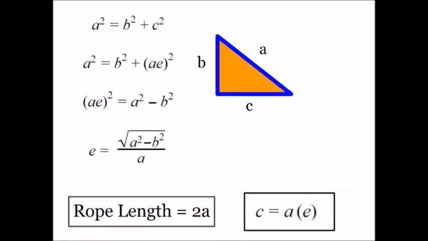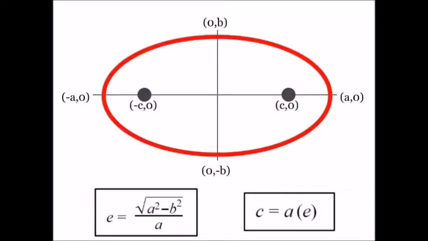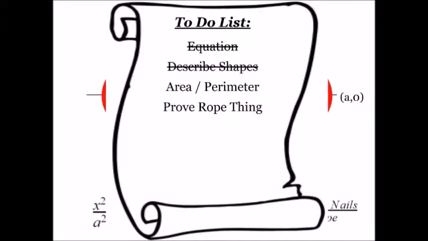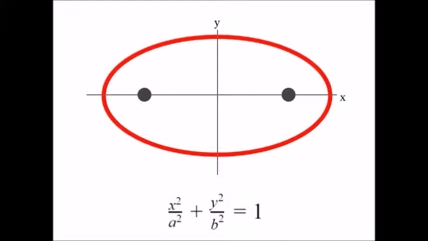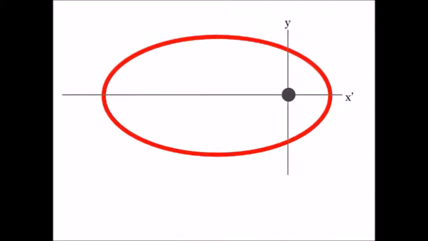Give me values for A and E. A tells you the size, it's kind of like radius. A tells you the size, and E tells you the shape. But we still don't know area or perimeter, and we still got to prove the rope thing. First, though, let's get our radial equation, which means forgetting these values. A new coordinate axis at the focus, and that's not all there is.